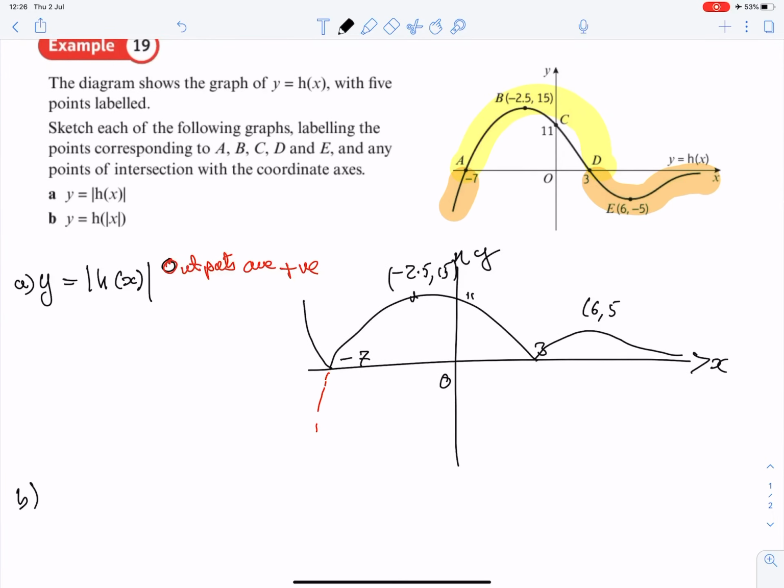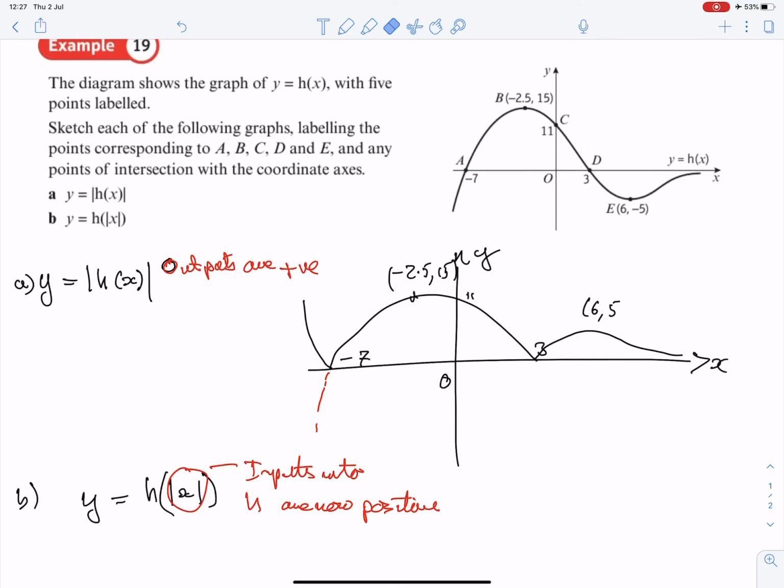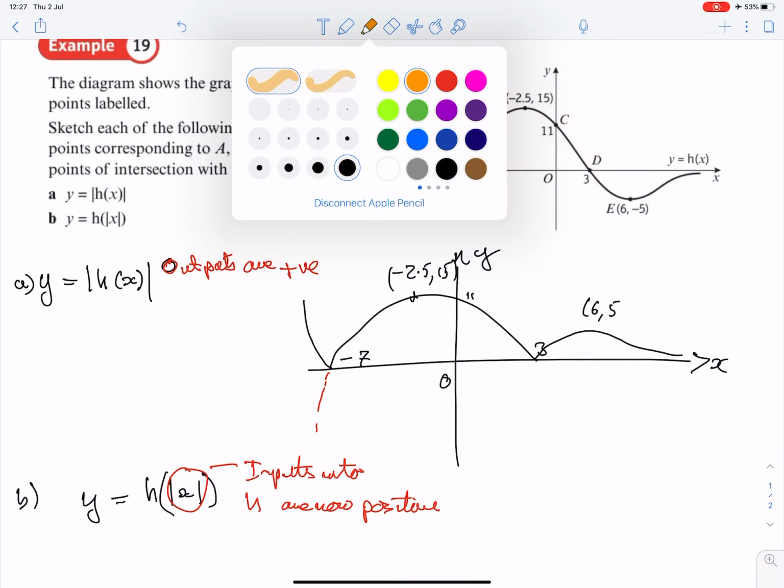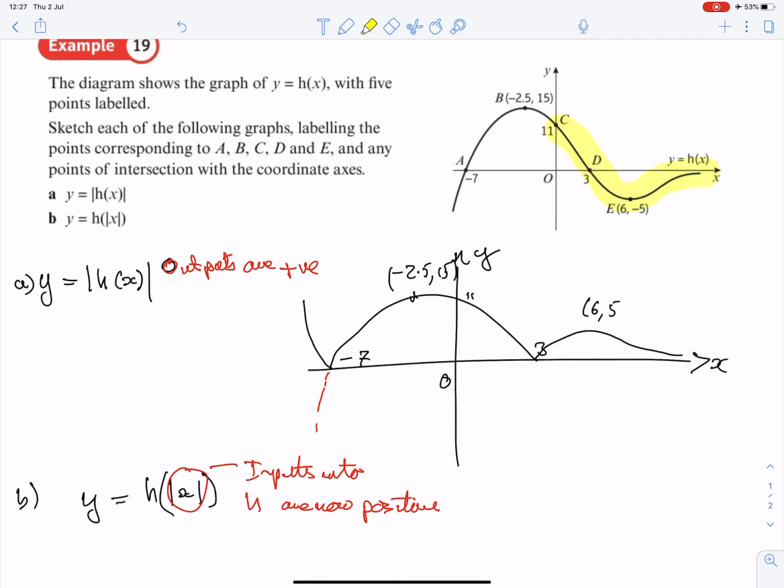Part B, y is equal to h of the modulus of x. So here it's the inputs that get made positive. The inputs into h are now positive. So where are the inputs positive? Well, there the x values are already positive, so that bit of the graph is not going to change.